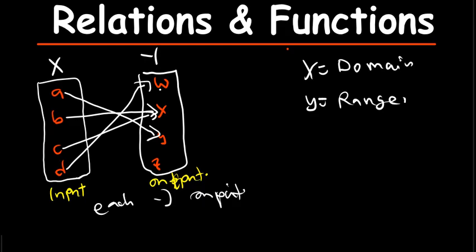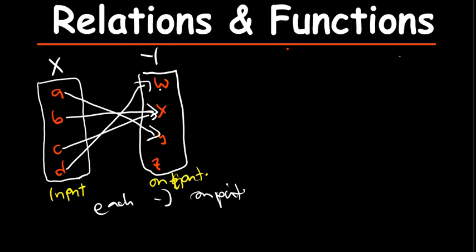So for example, if I check here, a has got only one output, which is y. b has got one output, which is x. c has got one output, which is x as well. d has got one output, which is w. Then we can conclude that this is a function. So this is a function.